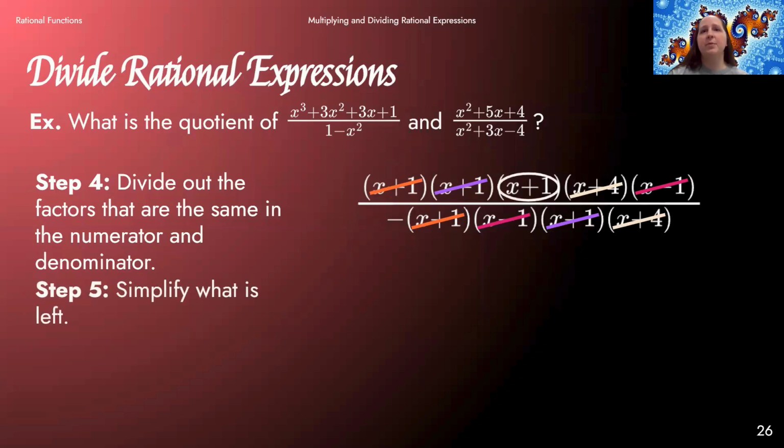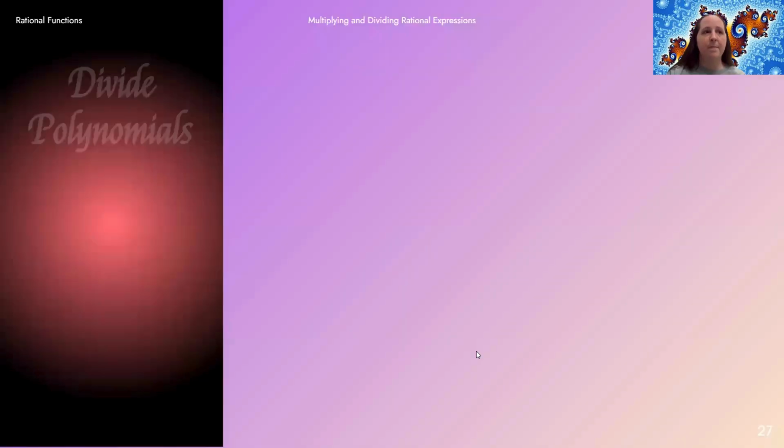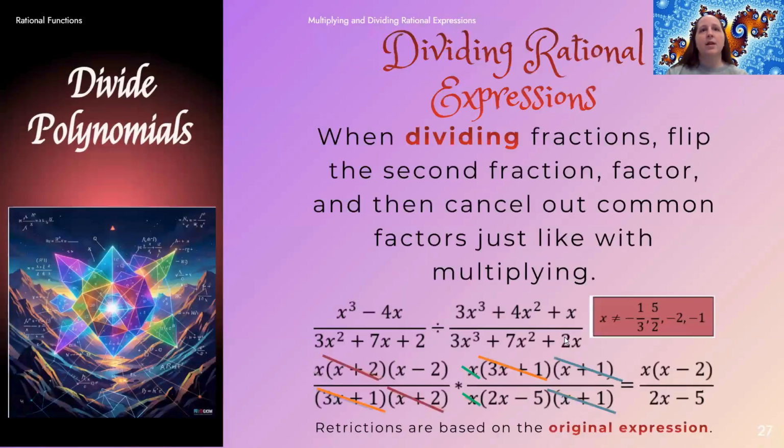Then it's whatever is left. In this case, x plus 1 is left on the top, and the minus sign is left on the bottom. That gives me x plus 1 over negative 1, or negative x plus 1, which you can also multiply through to get negative x minus 1. Either of these answers would be acceptable. Dividing polynomials is very similar to multiplying: flip the second fraction, factor, and then cancel out common factors, just like with multiplying.